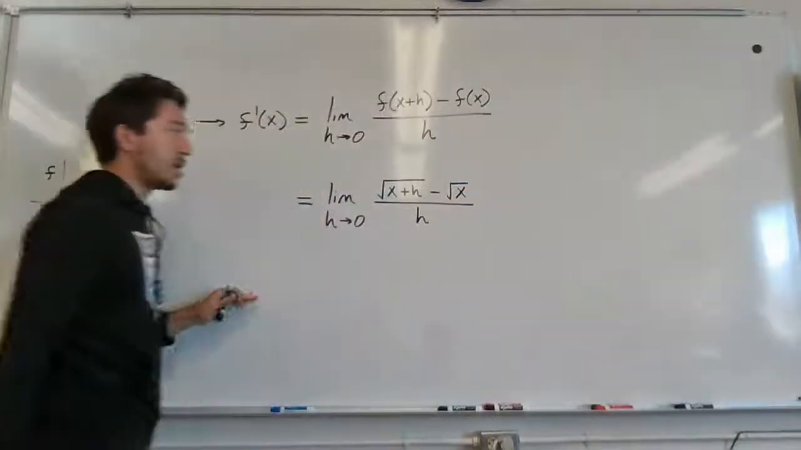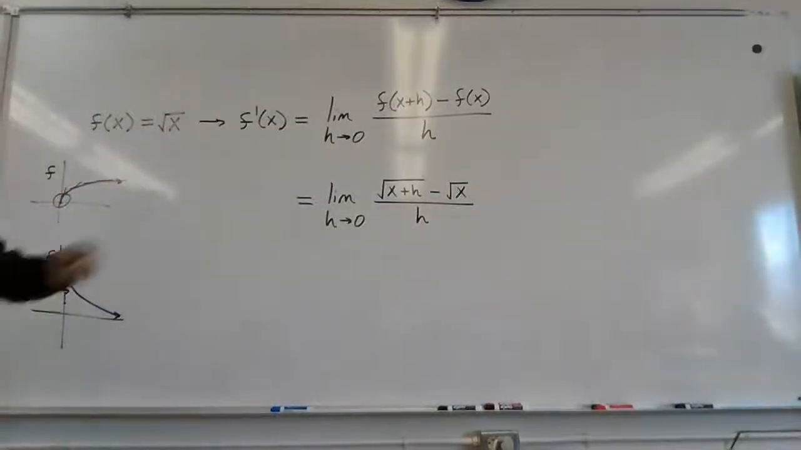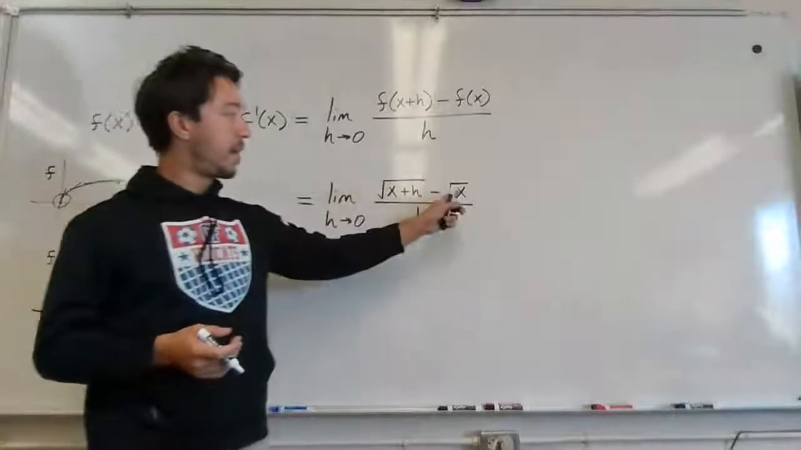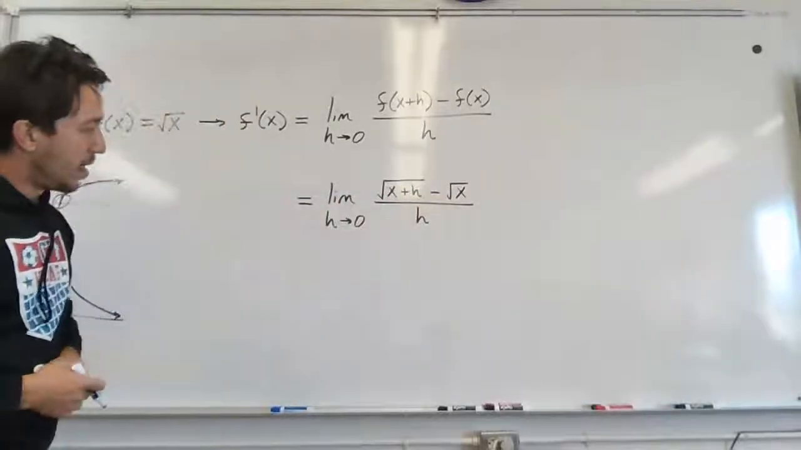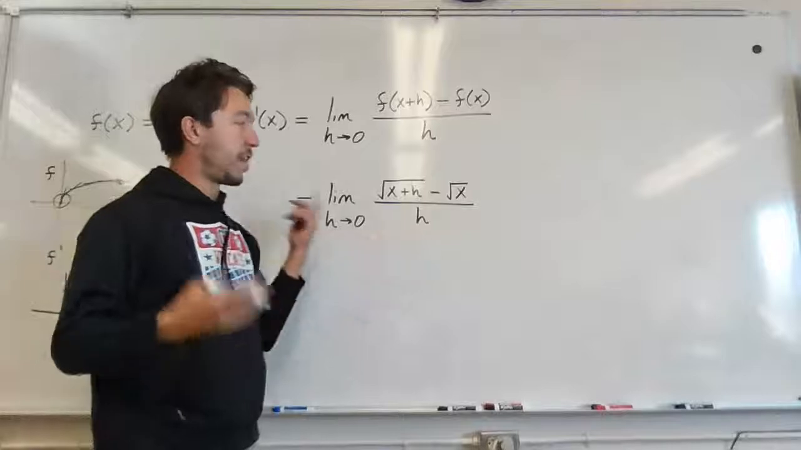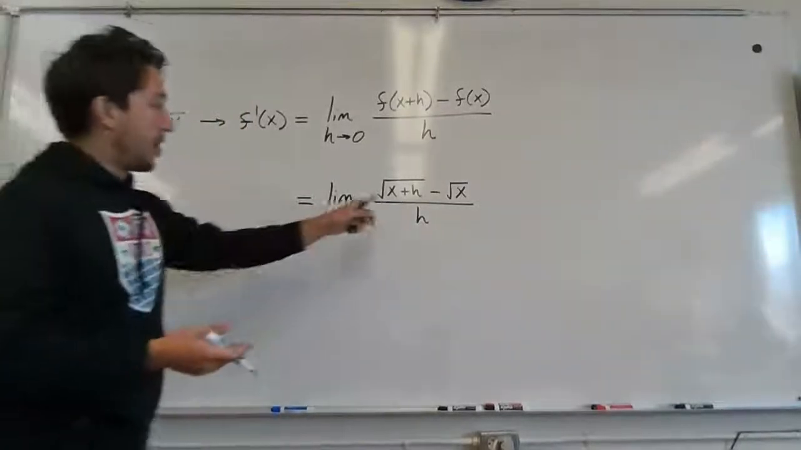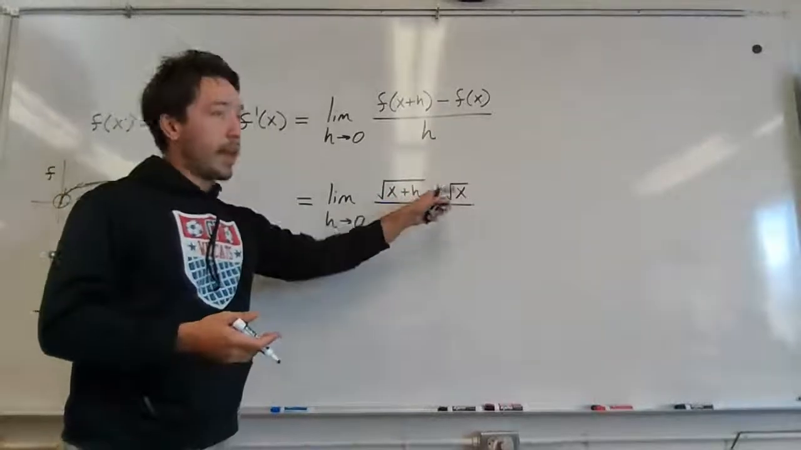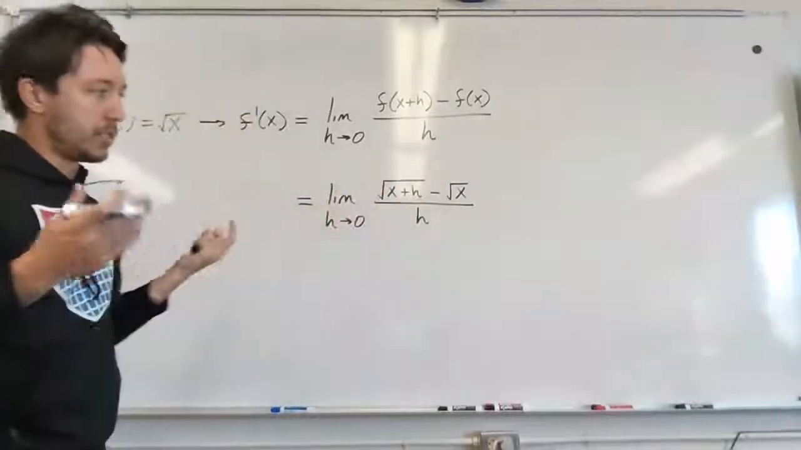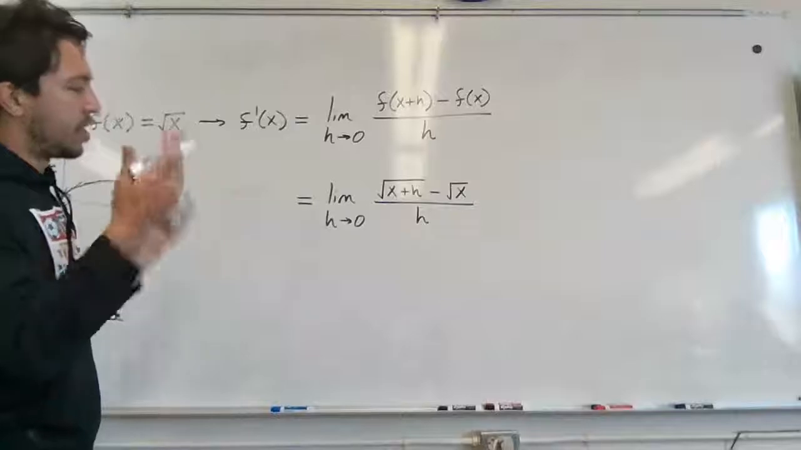This is where most people get stuck. That's f of x plus h, that's f of x, and then it's all divided by h. Right now, you can't plug in 0 because you'd be dividing by 0. More specifically, if you plugged in 0, you'd have root x minus root x, 0 over 0, which is indeterminate. So what do we do?